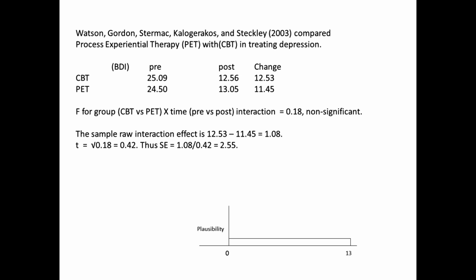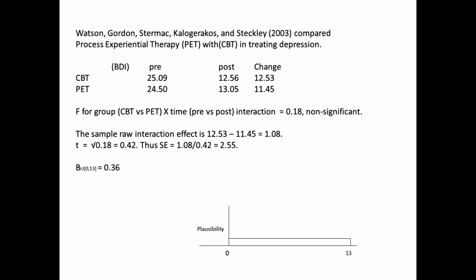We say, if PET produced no effect whatsoever, it was utterly useless, then the difference of differences will be 13. So that's the biggest effect we could get. On the other hand, if PET was equivalent to CBT, then the difference of differences would be 0. So the interaction effect must go between 0 and 13. So this is a little trick you can use to get out interaction effects.